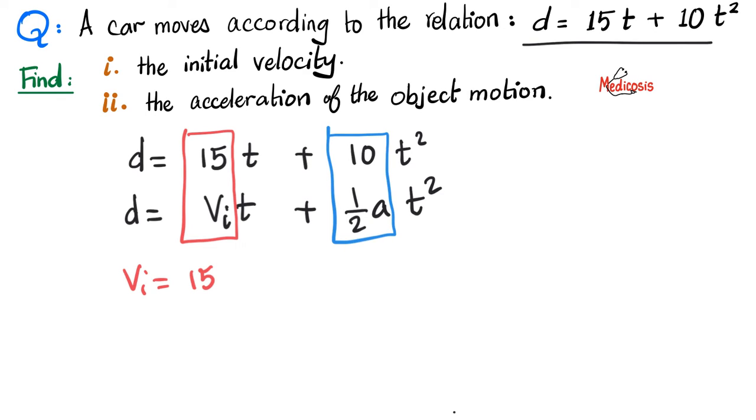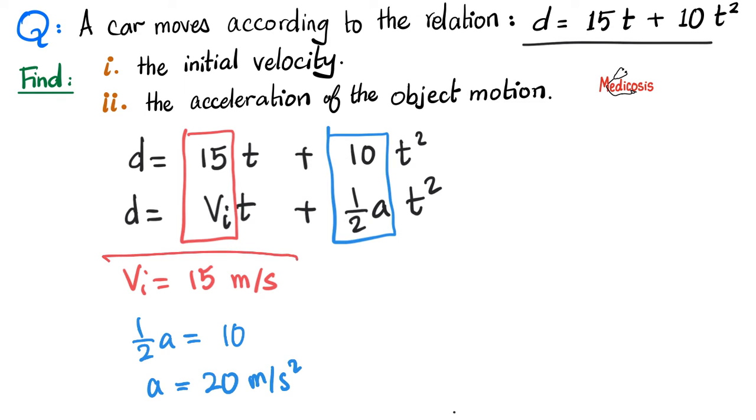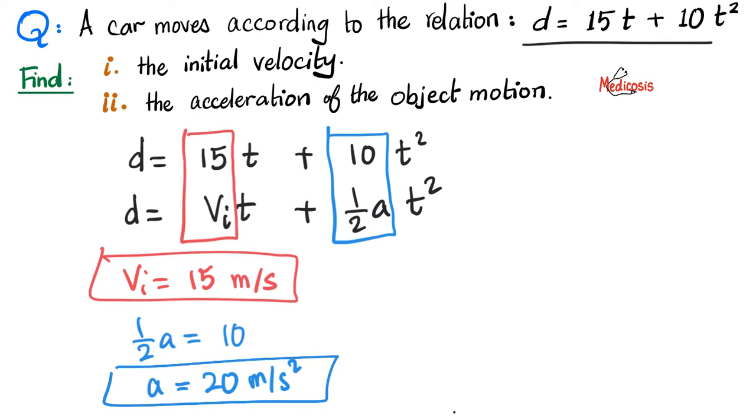15 what? I'm gonna go with the standard unit, meters per second. And half of a is 10. Now think about it. If half of a equals 10, then a itself equals what? You multiply by 2, you get 20 meters per second squared. Easy peasy. Here's the v initial, which is the initial velocity that they wanted, and then the acceleration of the object in motion is 20 meters per second squared.